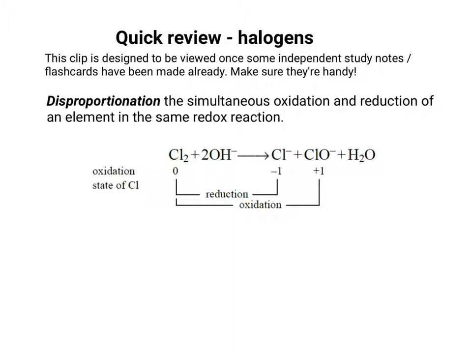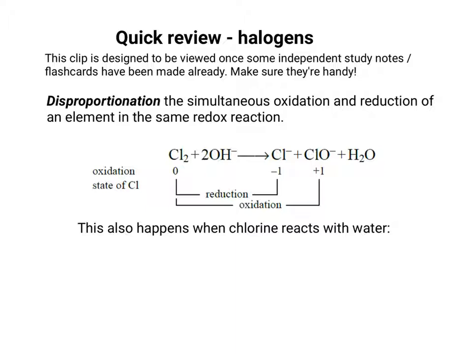So another aspect of halogen reactions is something called disproportionation. Although it's not exclusive to halogens, it occurs elsewhere in chemistry as well. It's a unique type of redox reaction where you get simultaneous oxidation and reduction of the same element. So you can see quite clearly from the equation that this has happened with chlorine.